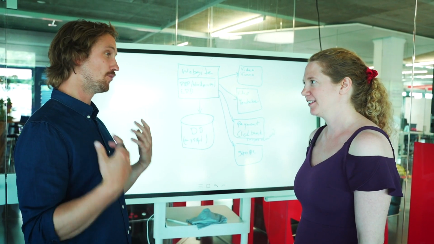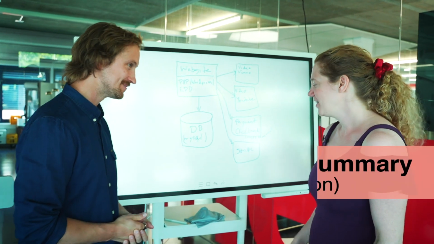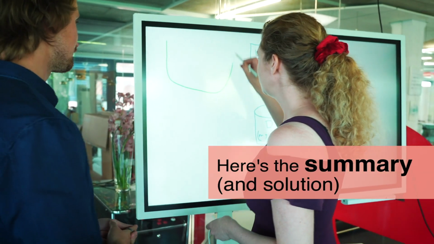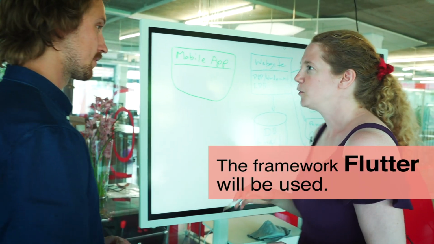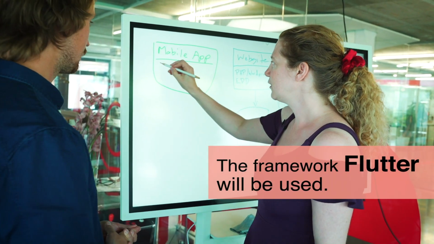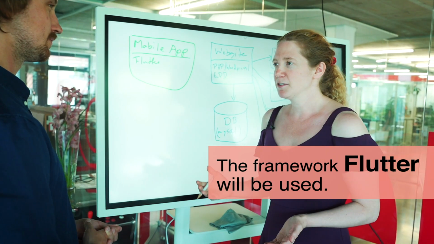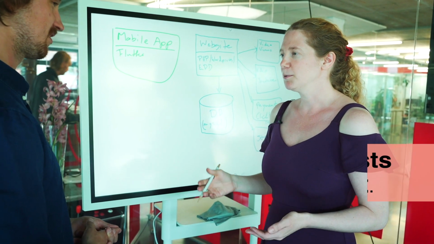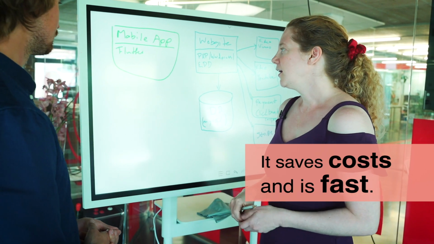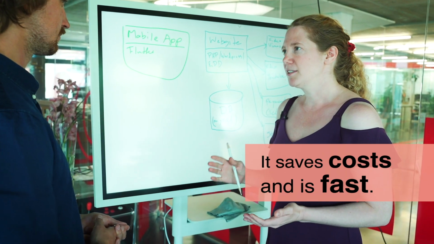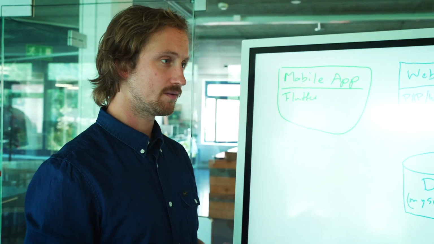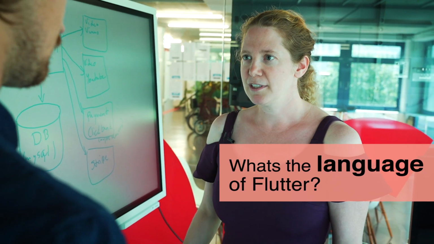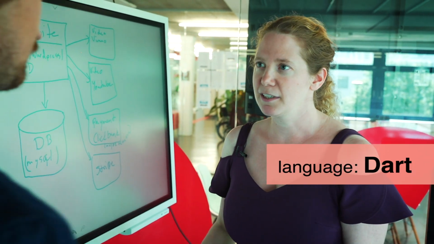Judith, can you explain now what was really going on in that meeting? So to summarize, we have our mobile application here, and we will use a framework called Flutter. All right, why is that? It allows us to write the application only once for iOS and Android, and we want to save cost. But at the same time, it's as fast as a native app. So Flutter is a framework, but what's the language? So Flutter uses a language called Dart. That's a bit like Java.